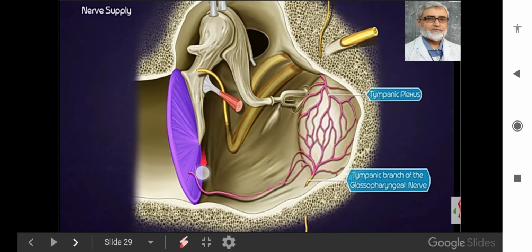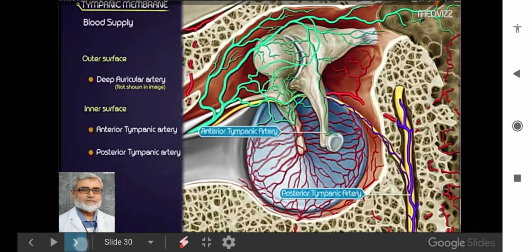The handle of the malleus is attached throughout the medial surface up to the umbo. See here, up to the umbo it is attached over the medial surface of the tympanic membrane. So come to the next.